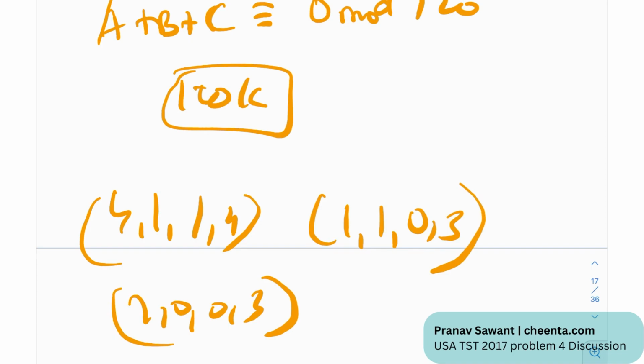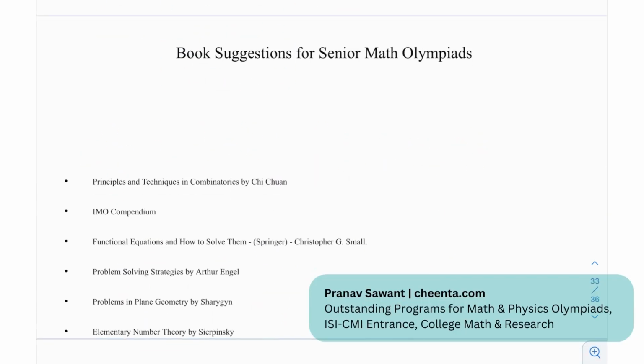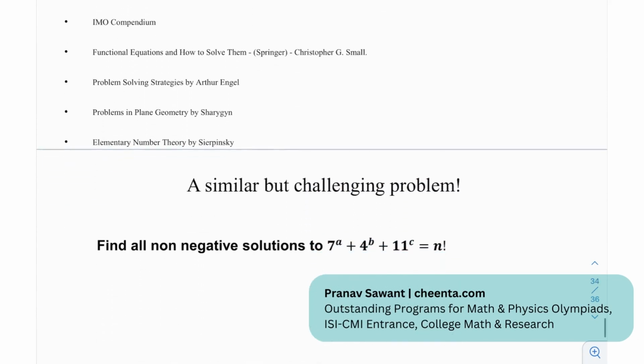This was a team selection test problem from the USA for the International Math Olympiad, and it was a really nice problem. Essentially the same idea as when you see a factorial diophantine, you just have to work mod n. You just need to figure out what value of n you need to take, but other than that it's essentially the same thing. Work a little bit on the residue classes and you should be able to solve problems of these types. There are certain book suggestions for senior math Olympiads: Principles and Techniques in Combinatorics, that's a great book; Functional Equations: How to Solve Them by Christopher G. Small; Problem Solving Strategies by Arthur Engel; Problems in Plane Geometry by Sharygin; and Elementary Number Theory by Sierpinski.